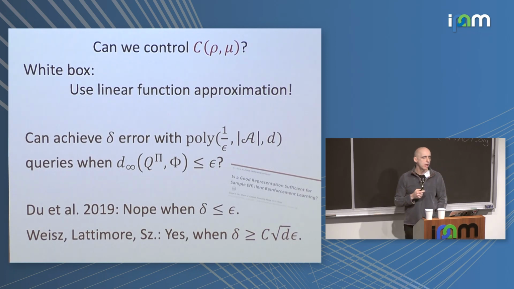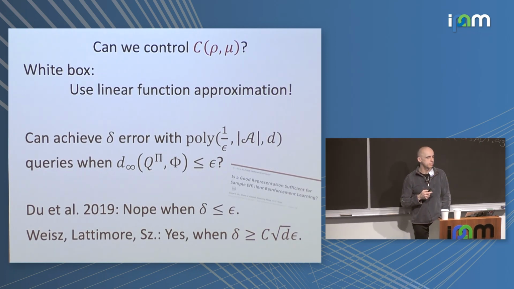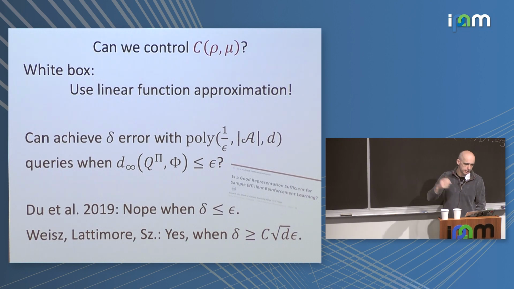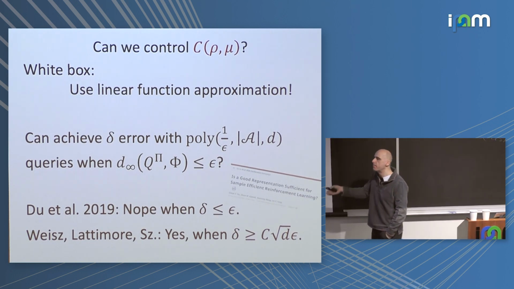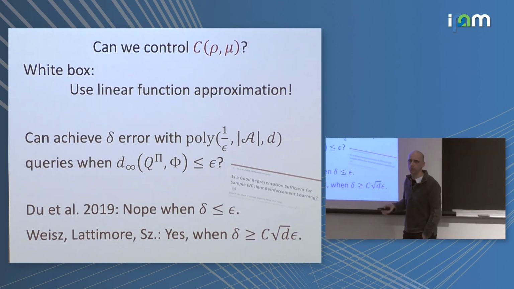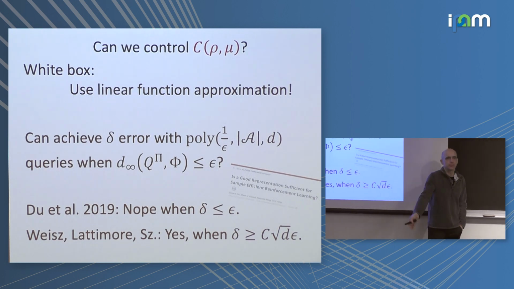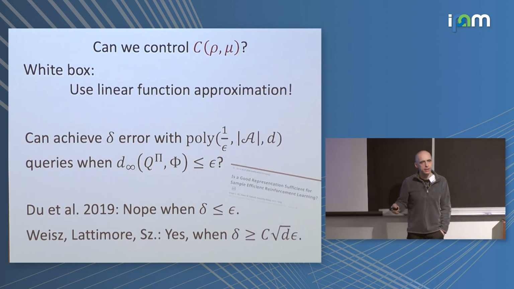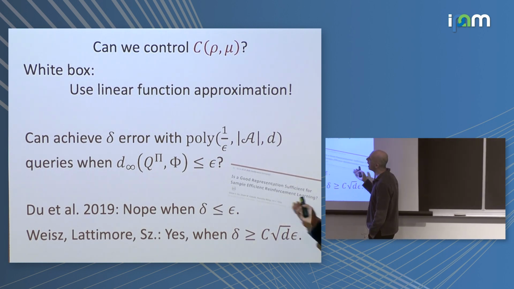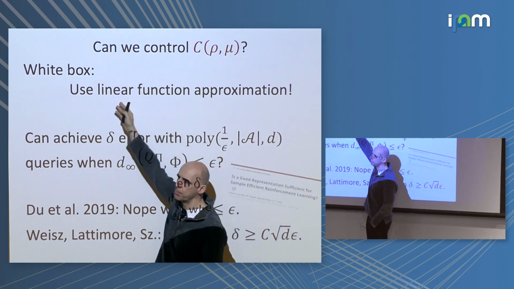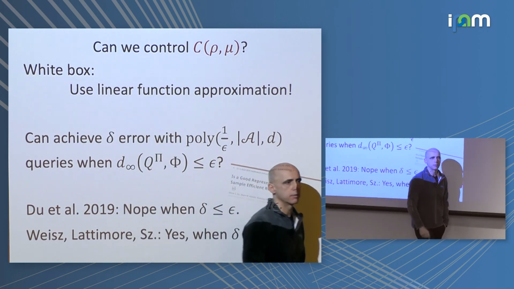All right, so how do we control this distribution mismatch coefficient? So this is the present day. Without opening the box, I don't see any way of doing this. You have to add something in order to get some extra control. And the thing that you can add is to open up this box, this supervised learning oracle.